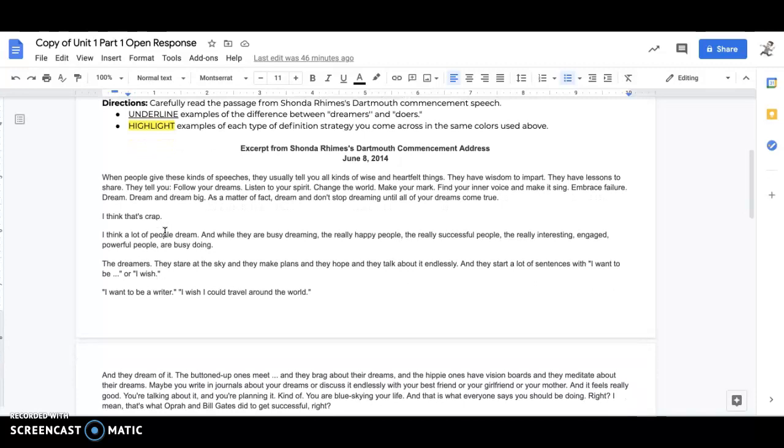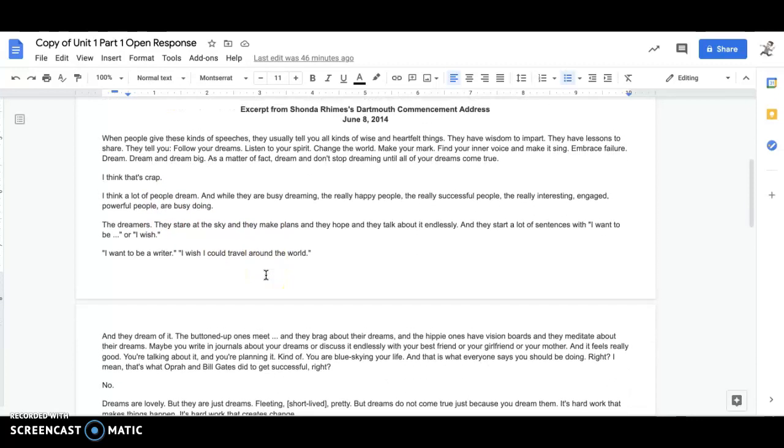So the directions here were for people to follow along while I read and to underline examples in this speech of the difference between dreamers and doers. So Shonda Rhimes is giving 2 different definitions. She's defining people that she calls dreamers, and she's defining people that she calls doers. So I'm going to read this out loud, and then I will pick out some examples that we talked about in class.